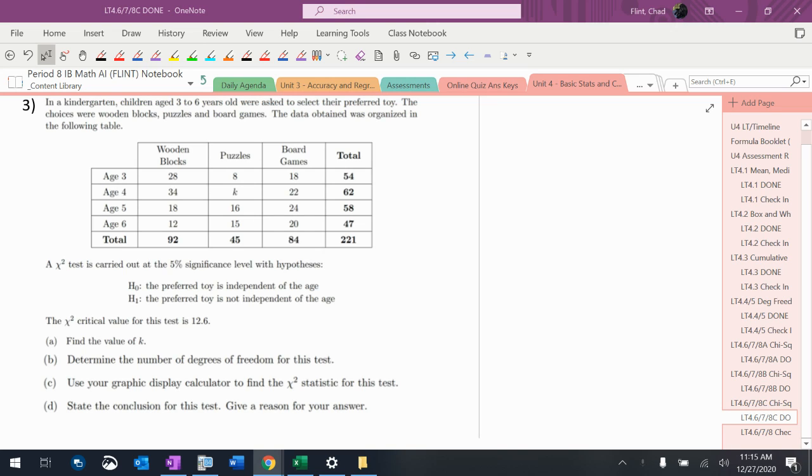So for this one here, they give me the hypotheses, they give me the critical value, they give me all that stuff. And then they like to do questions like this every once in a while. They want to know what K is, so they leave a number out. So how am I going to figure that out?